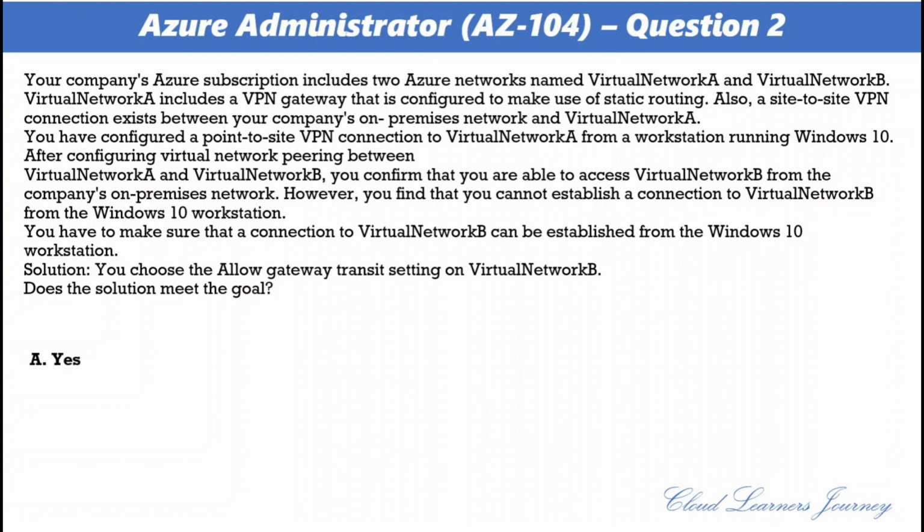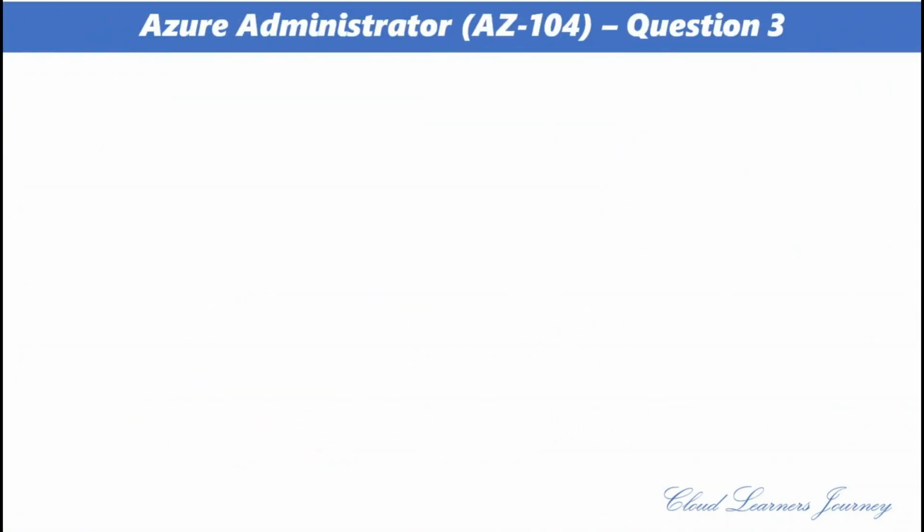And the options are A. Yes, B. No. And the correct option is B. No. If you make a change to the topology of your network and have Windows VPN clients, the VPN client package for Windows clients must be downloaded and installed again in order for the changes to be applied to the client.